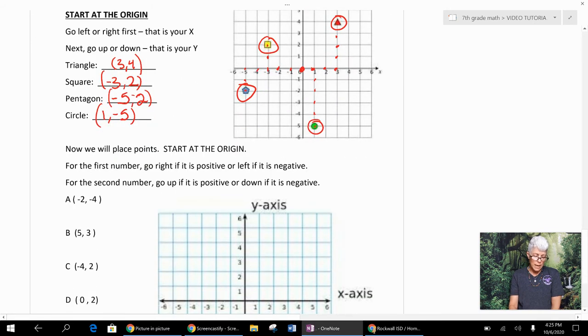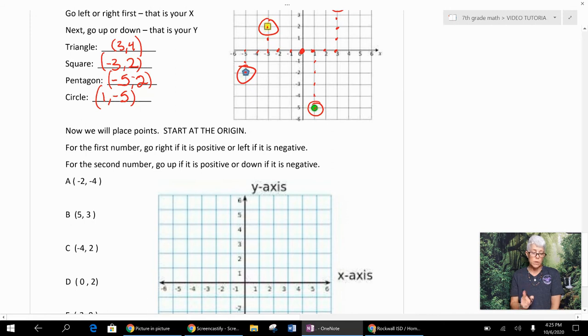Okay, now we will place points. We're always going to start at the origin. For the first number, go right if it's positive or left if it's negative. For the second number, go up if it's positive, down if it's negative. Because this is the X, this is the Y. Now I'm going to tell you to go ahead and pause before me, but let's go ahead and graph A.